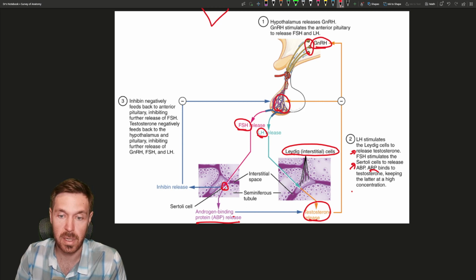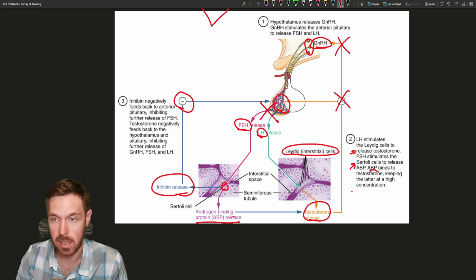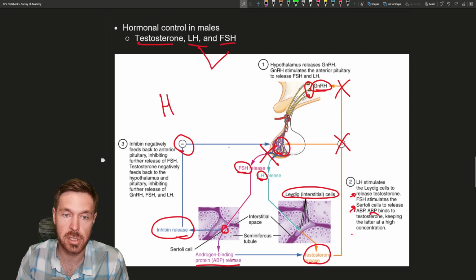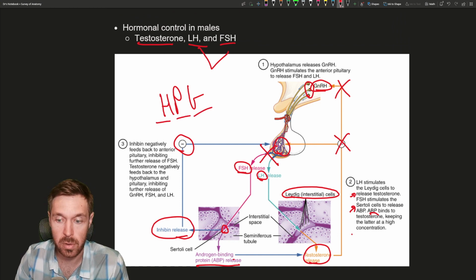So when testosterone is high, these Sertoli or supporting cells right here, sustentocytes, release something called inhibin. Inhibin comes up and inhibits the release of FSH and LH. High levels of testosterone also inhibit the release of GnRH and FSH and LH as well. So it's a negative feedback system. This is known as the HPG axis, the hypothalamic pituitary gonadal axis. So that's how you can communicate for sperm production.